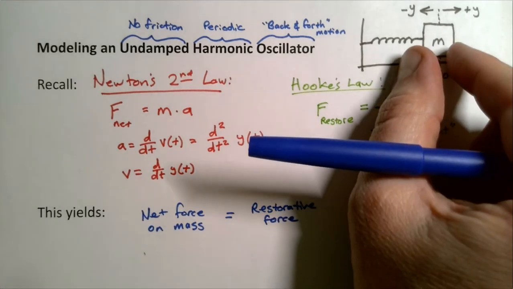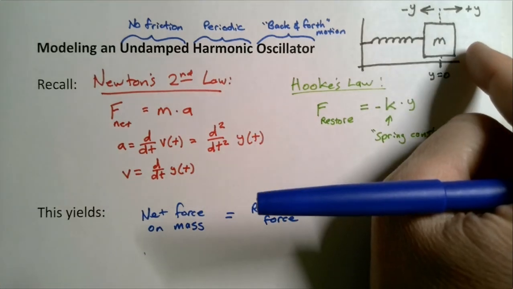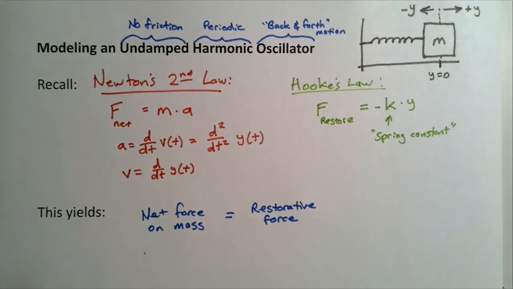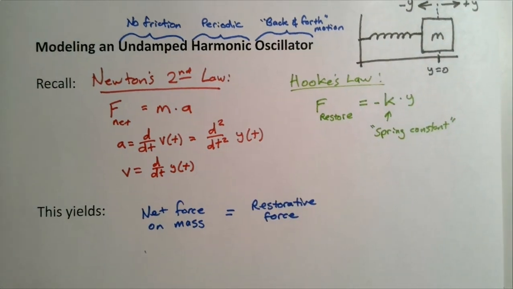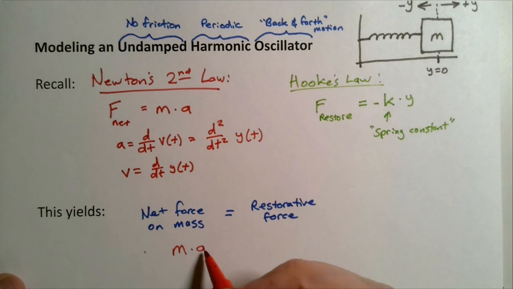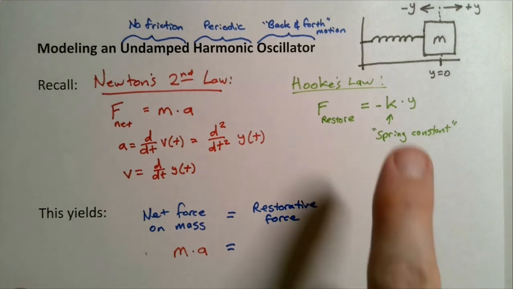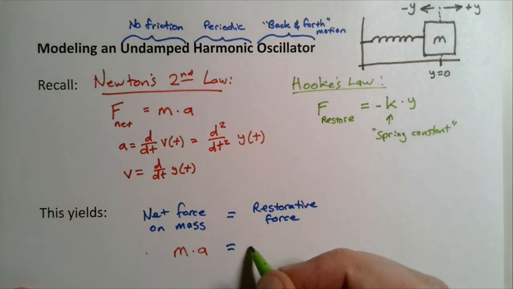So if I grab this thing and I move it out here and then I let go, it's going to feel a force in this direction because the restorative force is yanking on it. And so what that means is our net force, which we know is mass times acceleration, is going to be equal to our restorative force, which we know from up here is negative k times y.